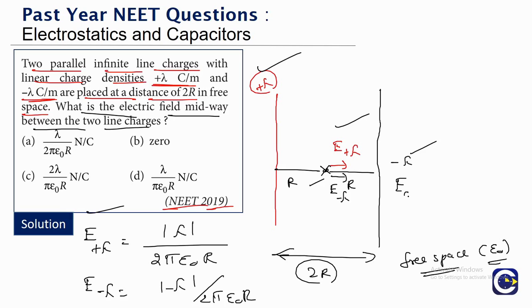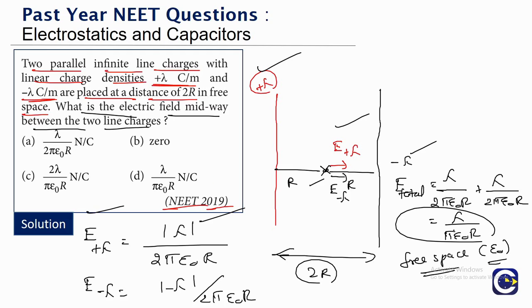So the total electric field will be what? One magnitude is lambda by 2 pi epsilon naught into r, and the other is also lambda by 2 pi epsilon naught into r. Both are in the same direction, so we simply have to add both the magnitudes. It becomes lambda by pi epsilon naught into r. That is the total electric field. Here we just have to remember the electric field because of the infinitely long charged wire. If we remember that formula, we will be able to answer this question. And one more thing about the field directions.